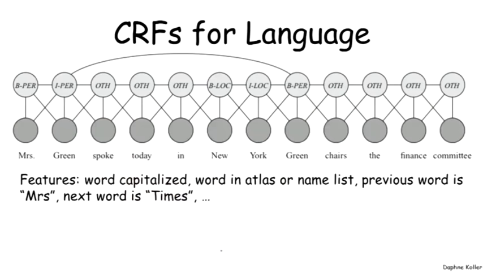The same kind of idea applies when we do CRFs for language. Again, we usually have here features that are very highly correlated with each other. For example, whether the word is capitalized is correlated with whether the word is in some atlas or name list, definitely correlated features, correlated with whether the previous word is Mrs. or Mr. All sorts of other features that are often very correlated with each other. You can even see that this word is used as a feature for more than one word. That's fine, it's not a problem because we don't try and model this distribution over the words in the sentence, but rather the probability of the labels given the words.